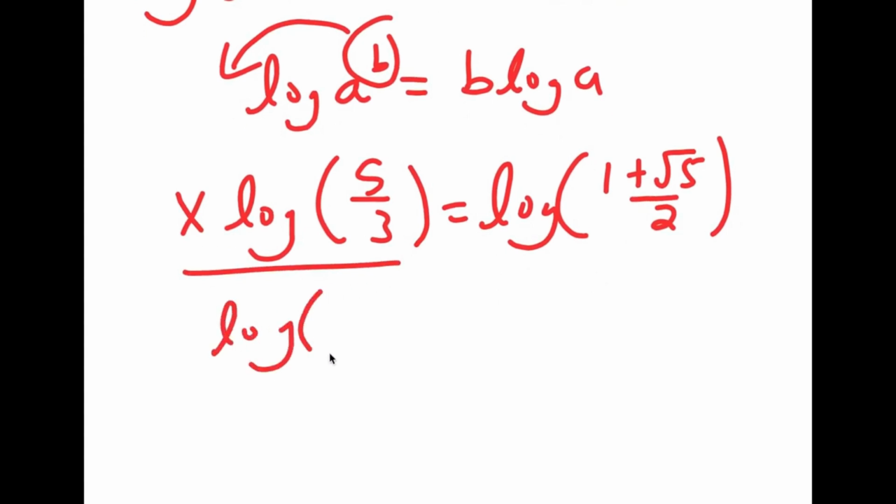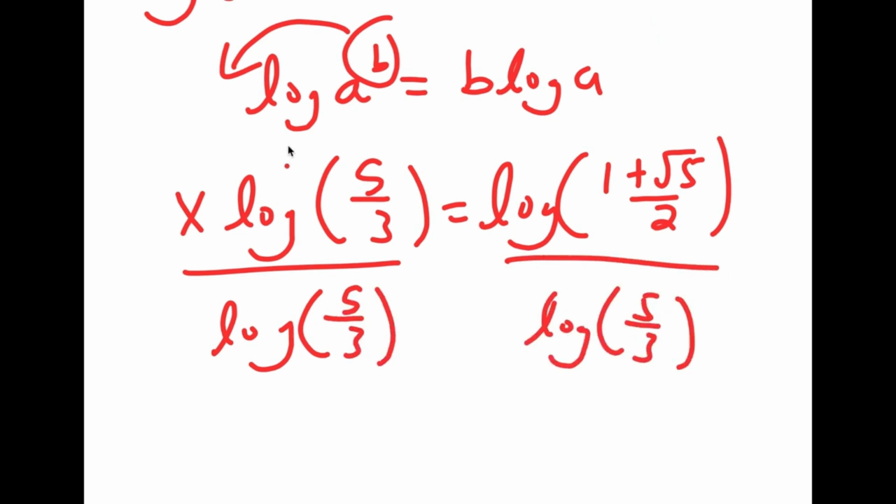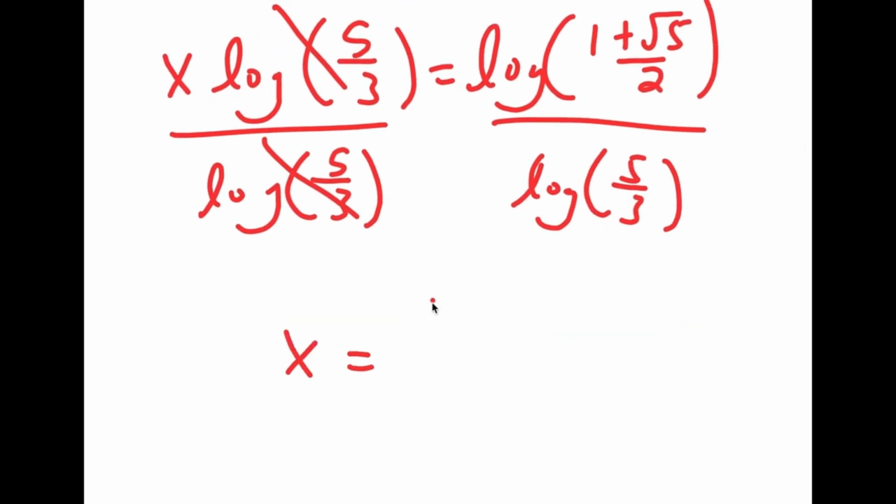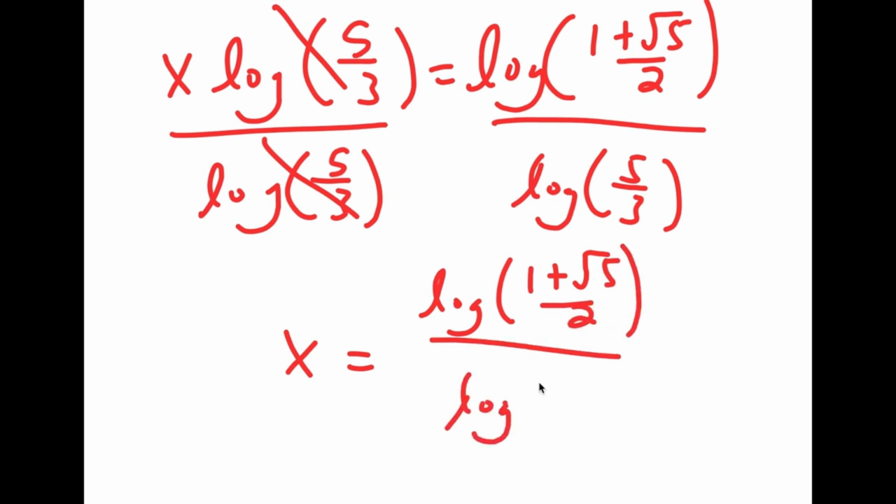Now if I divide both sides by log 5 over 3, these two cancel out, and I get x is equal to log 1 plus the square root of 5 over 2 over log 5 over 3.